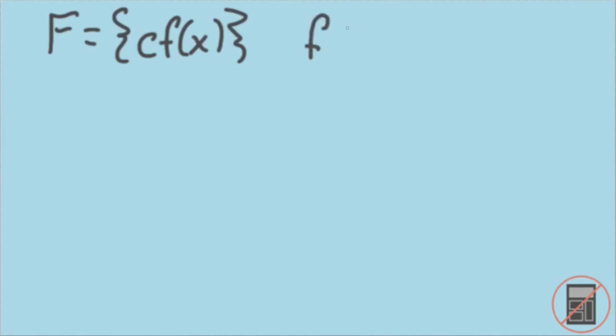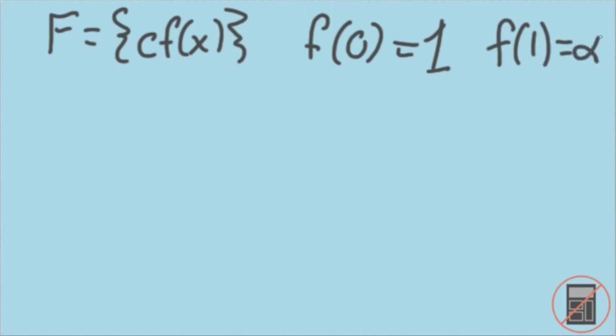Now, since this is a constant times all the functions, we can pick a function, which we'll call f, such that f of 0 is equal to 1. And let's say that f of 1 has some value alpha. We'll prove later that this is e, but for now we'll assume that we don't know anything about e and we're going to prove it.